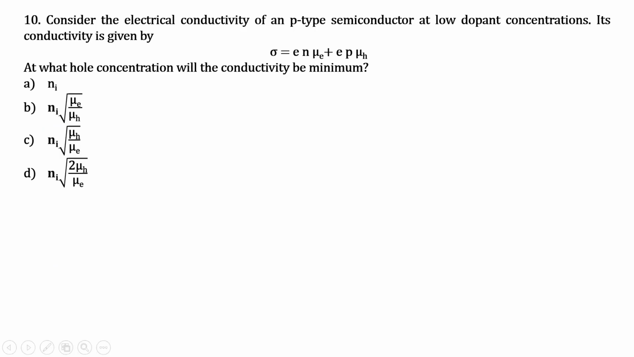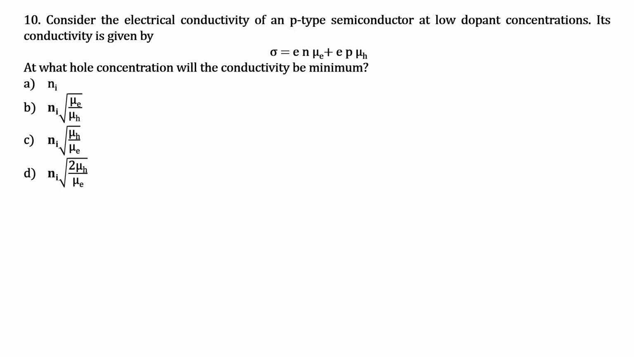So the next question is this. Consider the electrical conductivity of a p-type semiconductor at low dopant concentration. Its conductivity is given by sigma equals e n mu E plus e p mu H. So at what hole concentration will the conductivity be minimum? So that is the question.